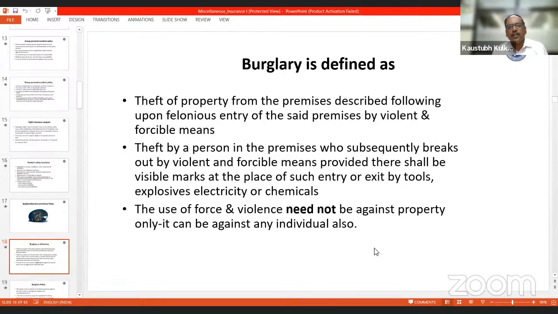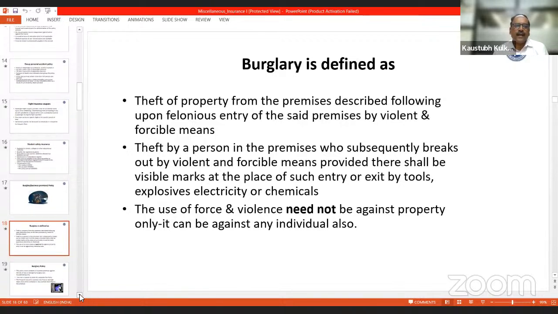The use of force and violence need not be against property only. It can be against any individual also. What we come to know by this is, suppose that person or that burglar may use a gun or any arm, and he may take possession of the key from the owner of the premises. So here, there is not actually a forcible entry wherein you can establish the force by way of physical marks. But though visible marks are not appearing, the threat is given, and this threat is by the use of force. And what is the use of force? That is the use of any gun or any arm. So this is also termed as a forcible entry or exit. So here also the claim is payable.